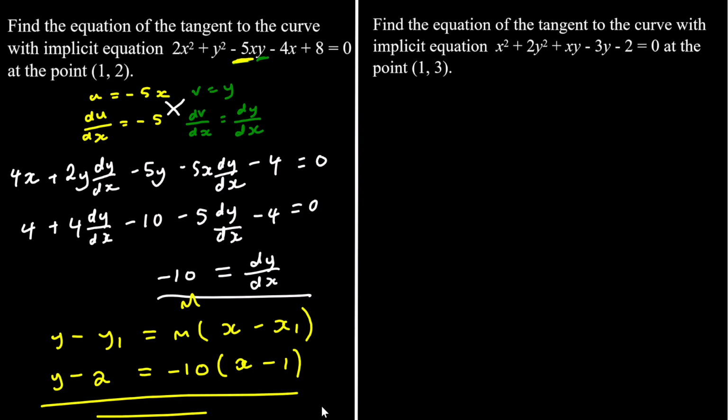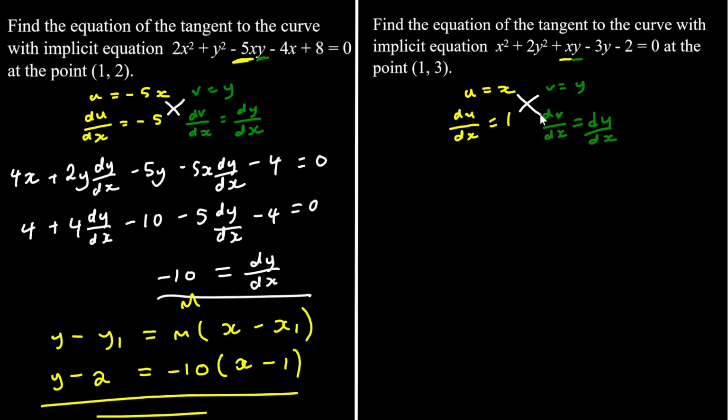So I'm going to do the product rule part first again. I've got an xy. So u is x, which means du/dx is 1. V is y, which means dv/dx is 1 dy/dx, so just dy/dx.